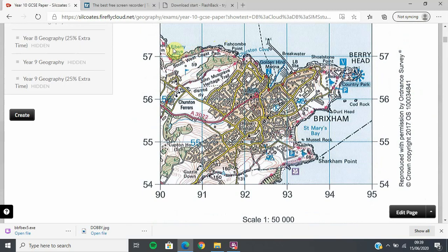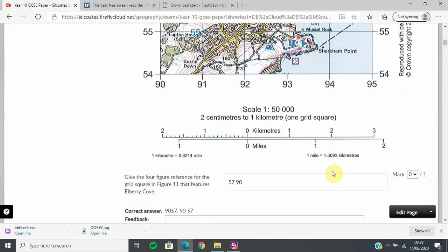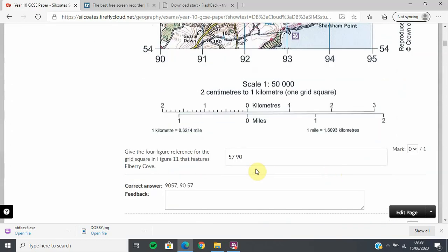So Elbury Cove is here. We go to the bottom left corner, we go along, so the first number is going to be 90, and the second number is going to be 57. Okay, so 9057.